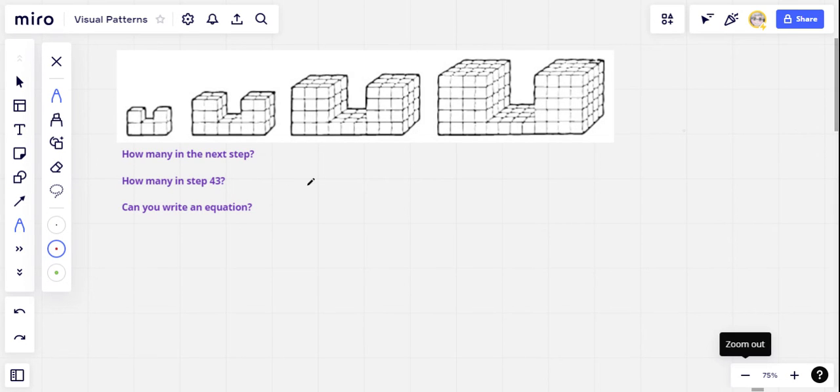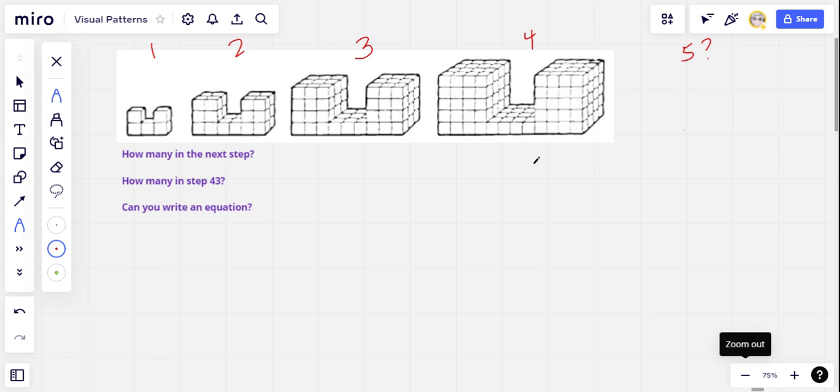Hello, everybody. We are back with another visual pattern challenge. And boy, is this one a doozy. Here is step one of our pattern. Here's step two. Here's step three. Here's step four. And your challenge would be to predict the number of blocks in step number five.